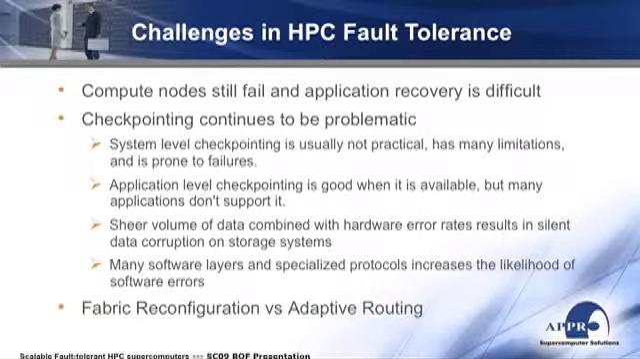And the amount of time that it takes to push it out to storage, particularly as these nodes continue to grow, and you get nodes with 32 or 64 gig of RAM, the checkpoint image gets extremely large, right? So the amount of time that it takes to run a checkpoint becomes prohibitive. And then finally, the fabric reconfiguration versus true adaptive routing. That's one of the problems that we see really needs to be fixed.